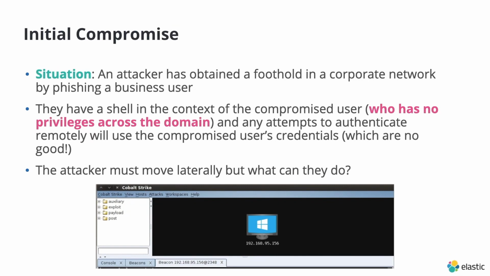A key thing here is it doesn't matter what payload the attacker used or whatever, they're running in a process which is in the security context of that user. And in this case, that user has no privileges across the domain. So any attempts will use their cached credentials and will fail. So the attacker's got to move quickly, but what can they do?